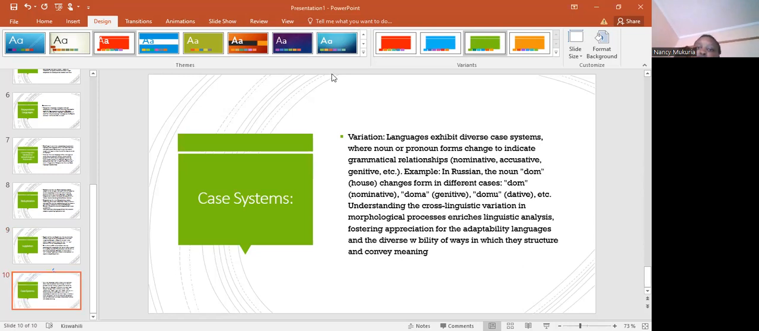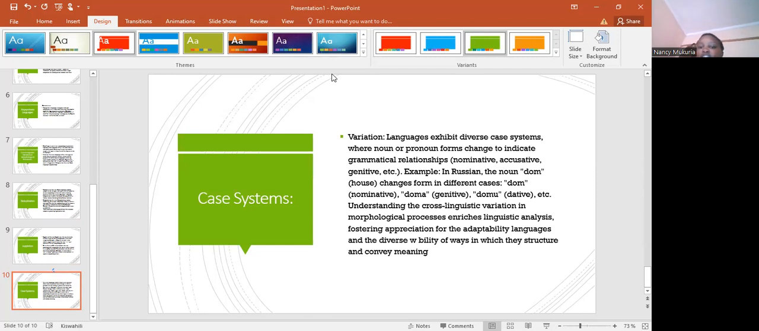Case system variation, the last one. Languages exhibit diverse case systems where nouns or pronouns change form to indicate grammatical relationships, such as nominative, accusative, genitive. For example, in Russian, the noun dom, house, changes across different cases: dom, nominative; doma, genitive; domu, dative.